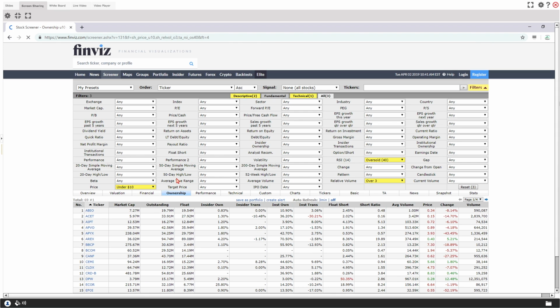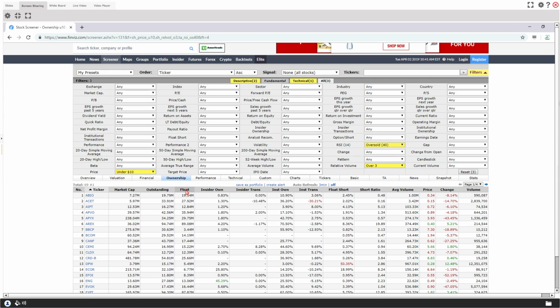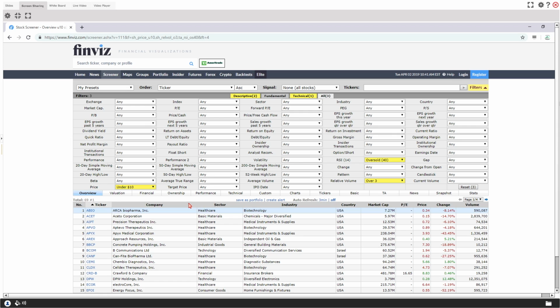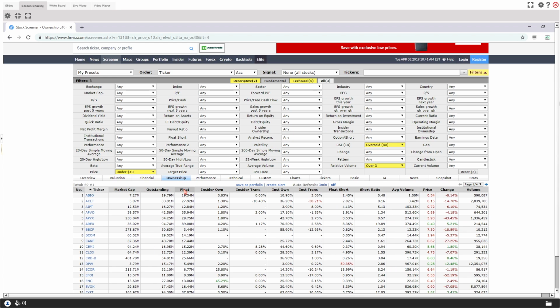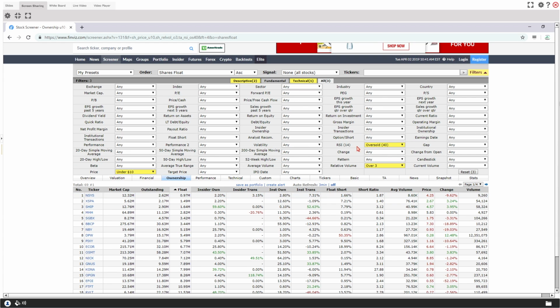Then, as I said, click this ownership button. And if you click this ownership button, we're going to see the float come up, right? Because we didn't have the float before. On overview, we don't have the float. And the float is something very important to us day traders. So click ownership, click float, and now again, we have stocks that are in our price range on the oversold side that are currently active.